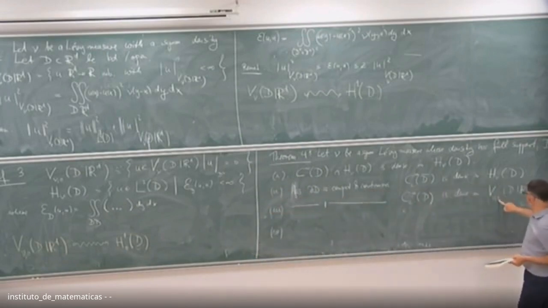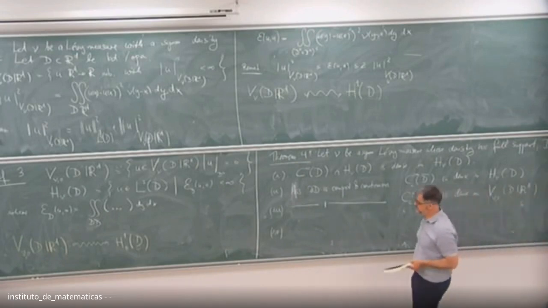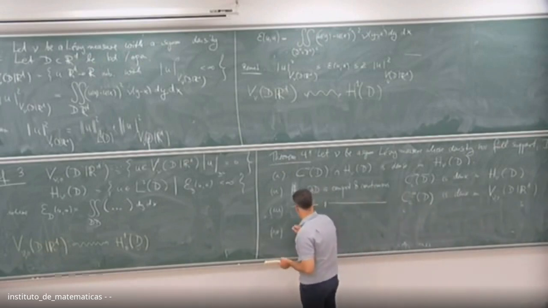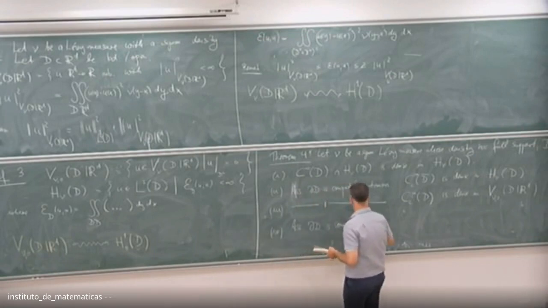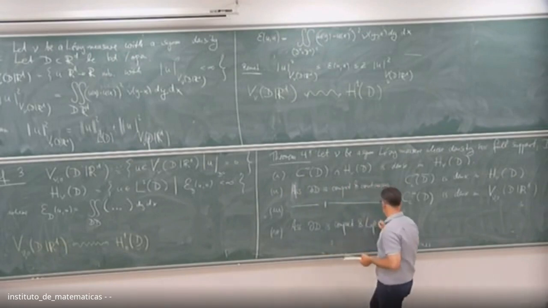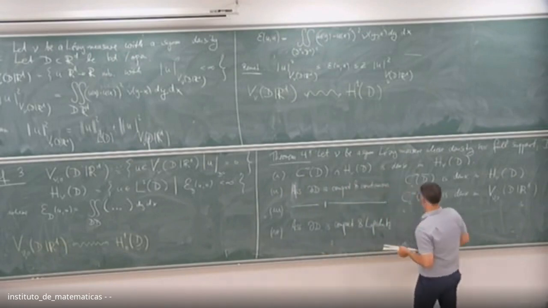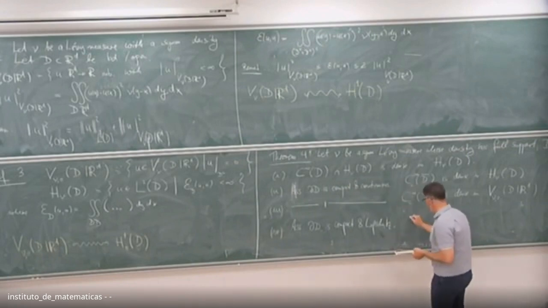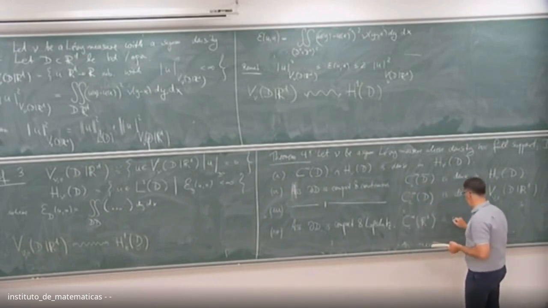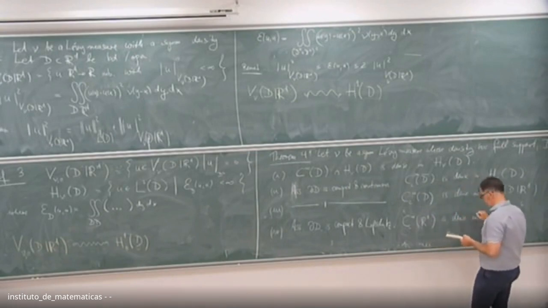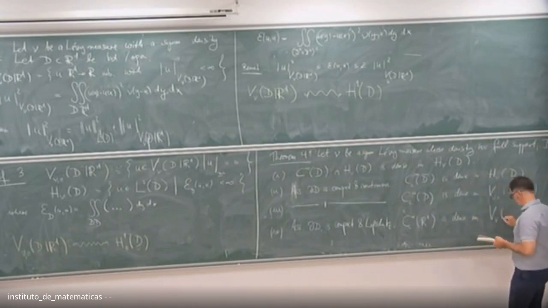And very important is the last result. You want to remove the 0 here, right? You want to be smooth in V nu. And this we can prove under the assumption that the boundary is compact and Lipschitz. Then we can show that smooth functions with compact support in RD are dense in V nu D RD.